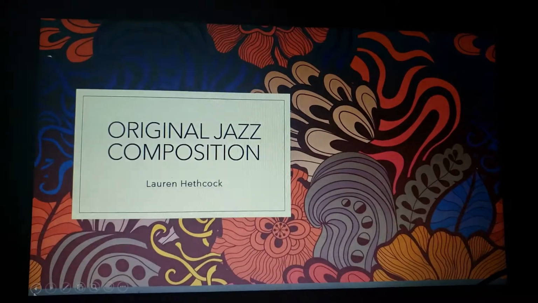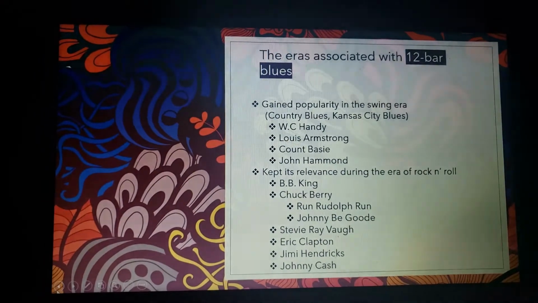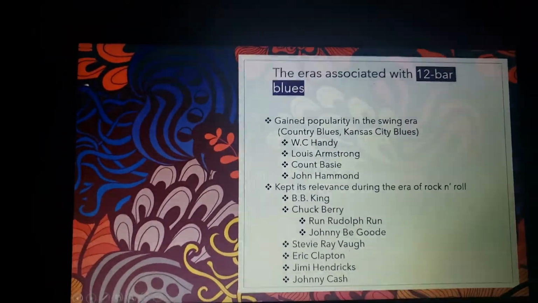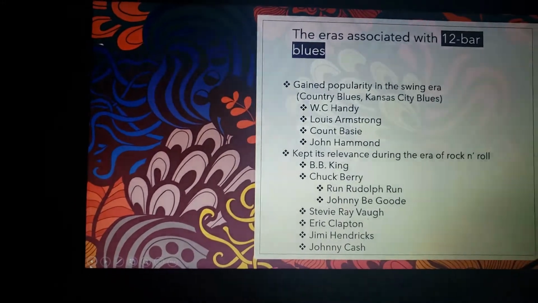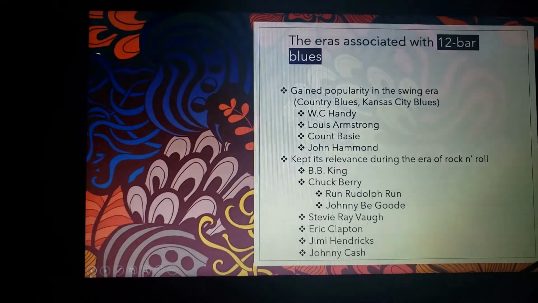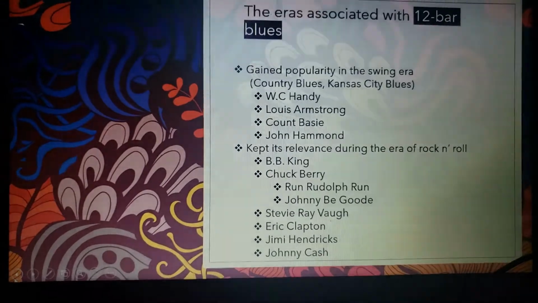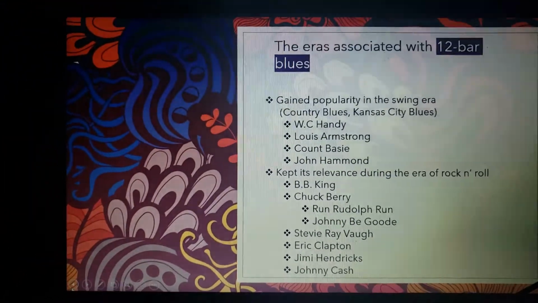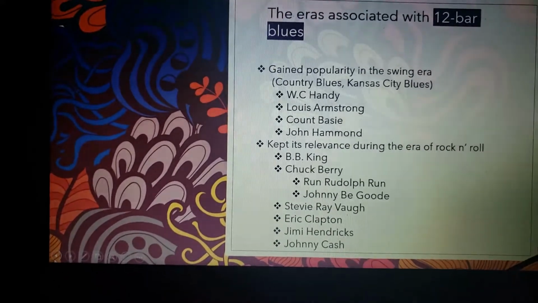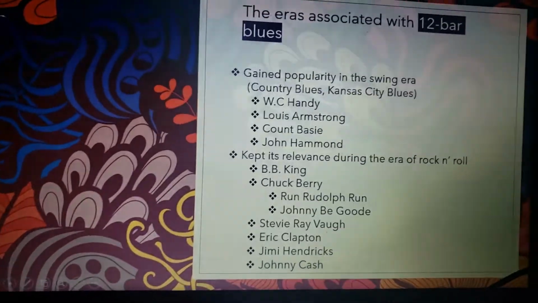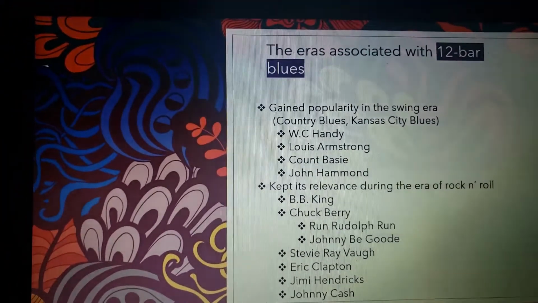So I chose to do the original composition, and I did it in the jazz or blues style of the 12-bar blues. 12-bar blues was popular in mainly four eras: the blues era, jazz era, swing, and rock and roll. And specific parts of the blues era were the country blues and the Kansas City blues. All the artists listed on the slide are the people that would likely produce the kind of composition that is similar to the one that I made. And these people all have examples of the 12-bar blues in their repertoire.